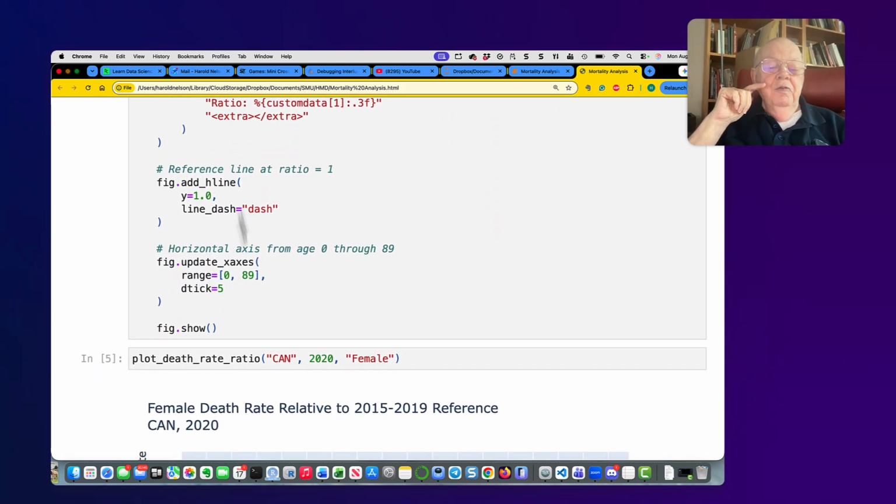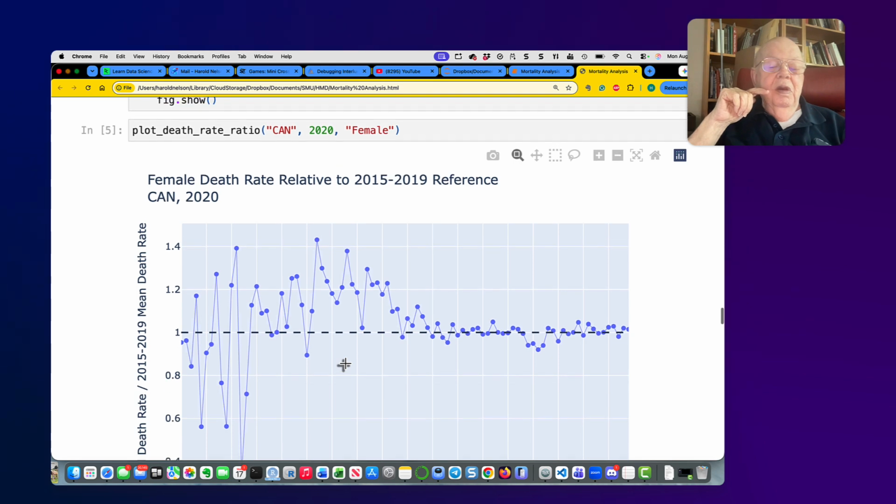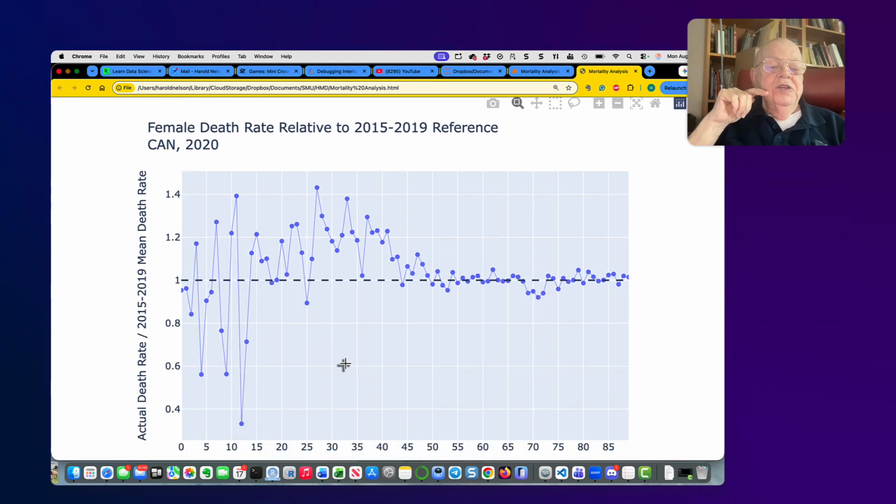And I tested it out for Canadian females in the year 2020. And again, there are some interesting things in this graph. First, at the very young age, you see extremely erratic changes. And I assume that this is really just a result of rather small sample sizes. And the greatest increases were for females in Canada. The worst case was age 27 with a ratio of 1.431.